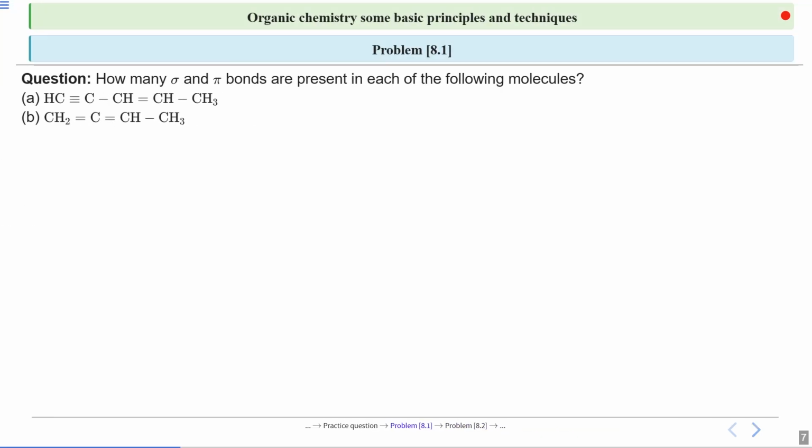Moving on to the next question. This is problem number 8.1. This is a part of the in-text questions. Here you have to count the number of sigma and pi bonds in these two given compounds.